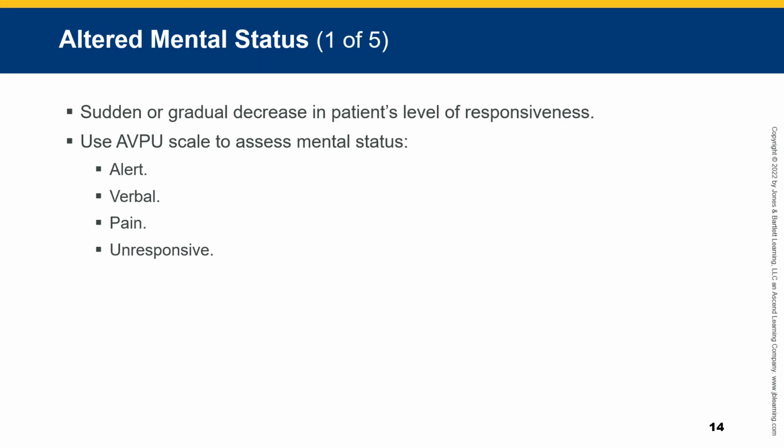P stands for responsiveness to pain. This is a patient who is responsive to painful stimuli, either by pinching their ear or the skin next to their collarbone. And their responsiveness will usually be that they move or cry out in response to painful stimuli. The U stands for unresponsive. This is an unresponsive patient who will not respond either to verbal or painful stimuli. So they're completely unconscious.